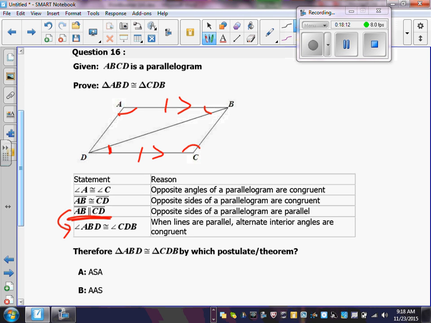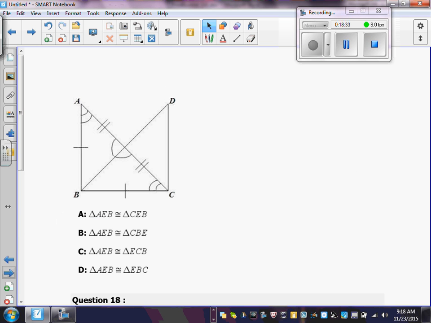So I have, let's mark it this way so that it doesn't confuse. I have angle A congruent to angle C. I have AB congruent to CD. So it's ASA. ASA is what I have to prove these two triangles are congruent based on the given information. So this is an overlapping triangle.